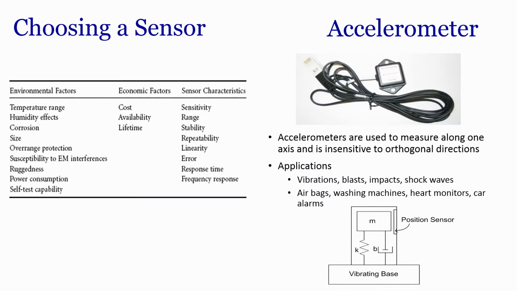Now let us understand choosing a sensor. Environmental factors is one of the things that we need to understand. We have to understand economic factors, and then we have to see what the sensor characteristics are.